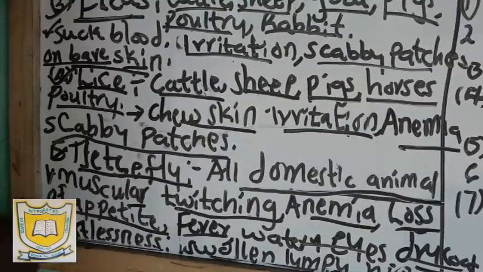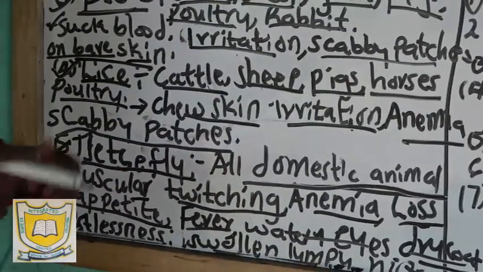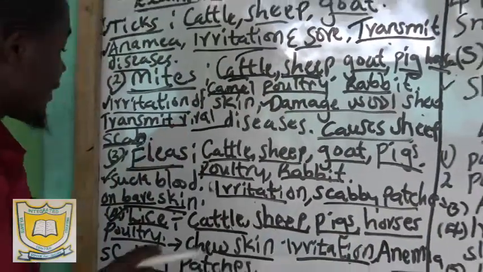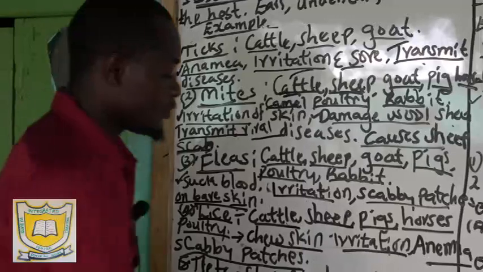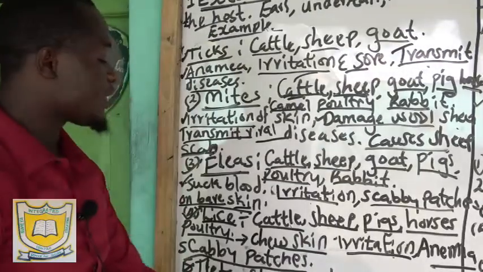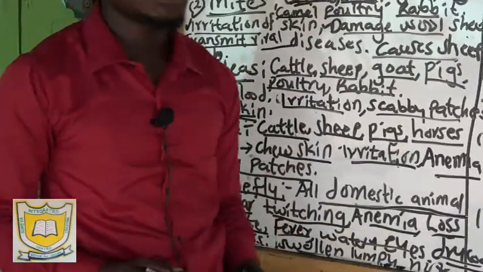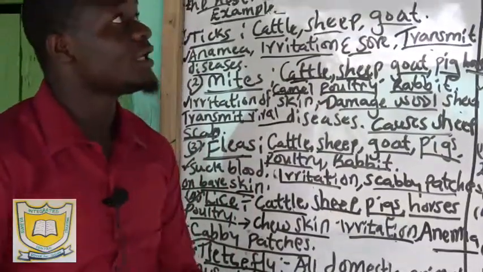And then we have also restlessness. You get the animal is not comfortable where it is. It keeps on running from one place to another because of the presence of tsetse. Then we have also swollen lymph. Swollen lymphs are because of the presence of the muscular twitching. When we have the muscular twitching, it causes lastly what we call the swollen lymph.